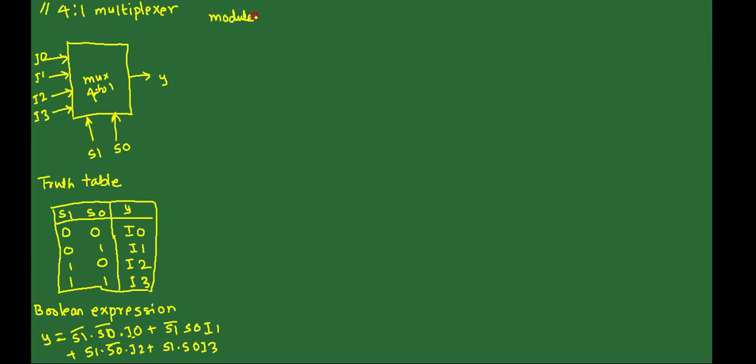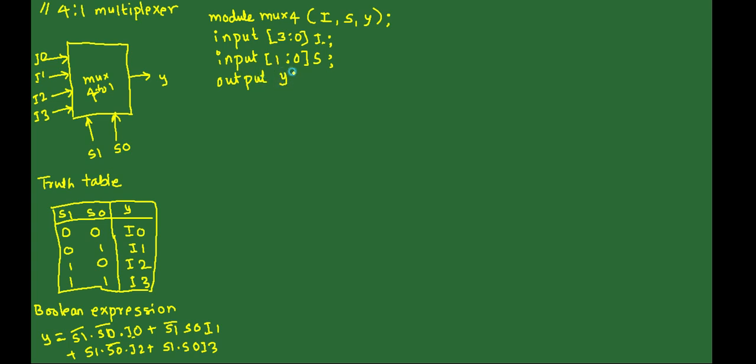Module mux 4 inputs. I can define either individually or as vector. Already we have seen in the previous example. So I'll define here I as a vector, S also as a vector, Y is your output. Since the size of I and S inputs is different, I need to define inputs separately. I size is 3 down to 0. Select line is 1 down to 0. And output Y.